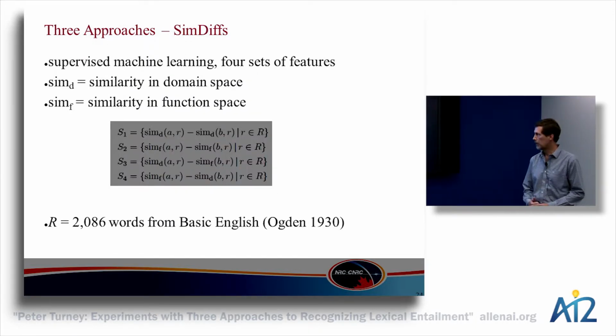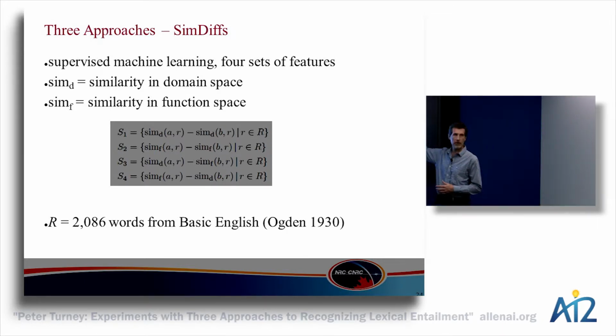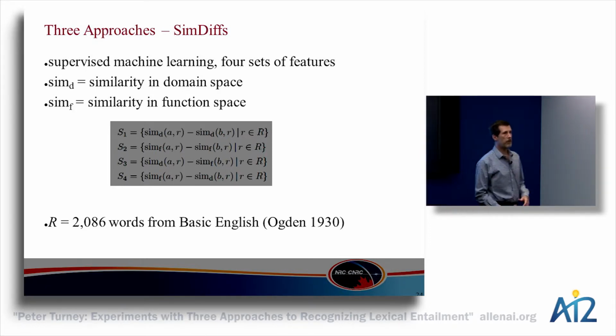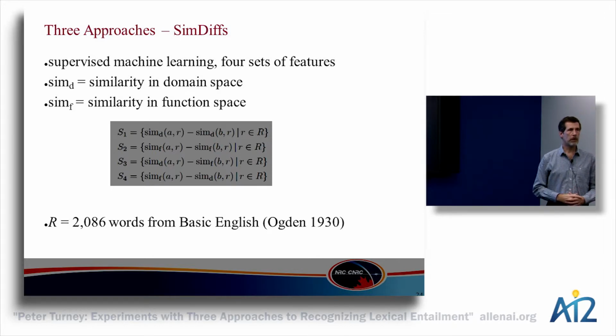These are what the features look like. We actually have 4 different types of features. So I mentioned before there's 2,000 words in basic English. Because we use 4 different types of features, there's actually 8,000 features in the vectors. SimF is function similarity, and SimD is domain similarity. This relates to a paper I did in 2012 on 2 types of similarity. Domain similarity is topic similarity.